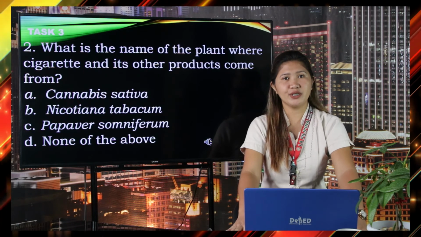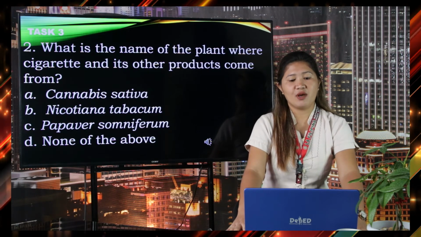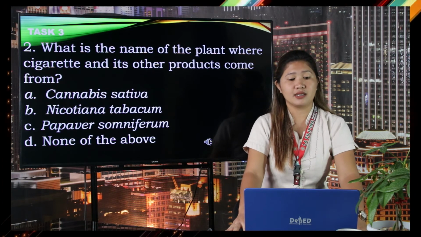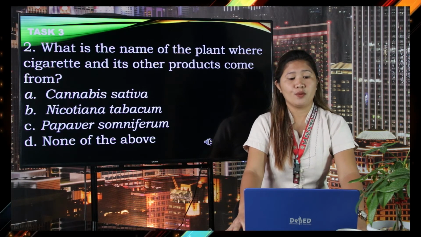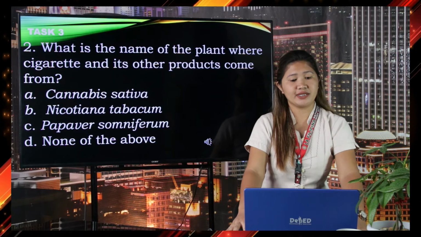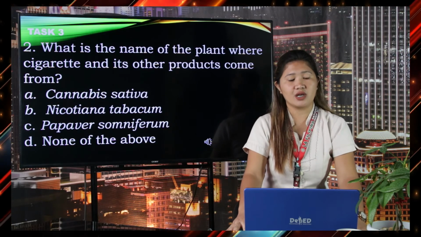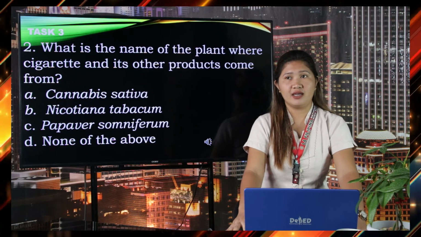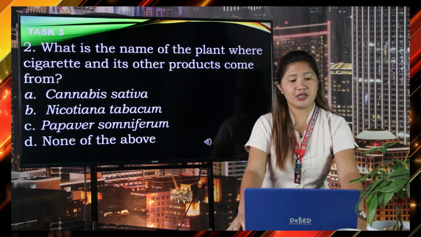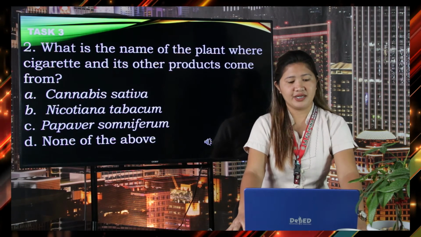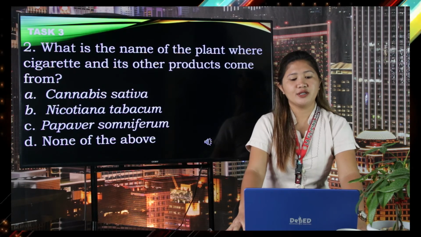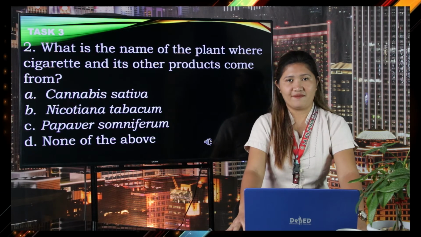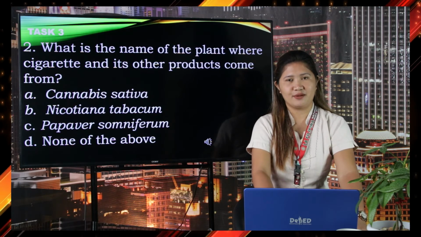Okay, number 2. What is the name of the plant where cigarette and its other products come from? Letter A. Cannabis sativa. Letter B. Nicotiana tabacum. Letter C. Papaver somniferum. Letter D. None of the above. Your time starts now.